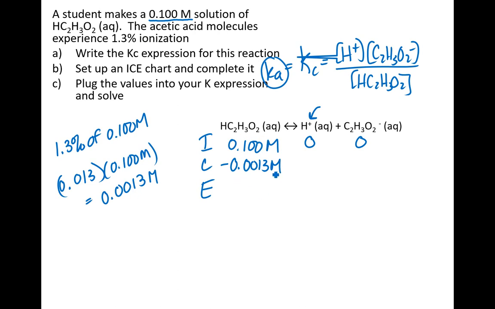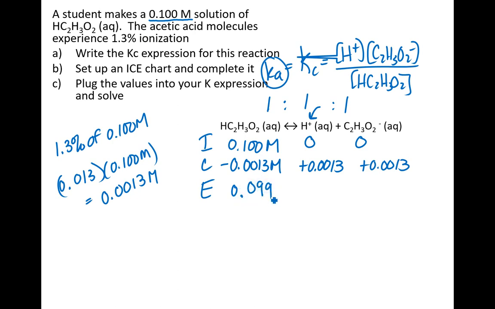Remember, once you know one of the change values, you know all of the change values because they react in a stoichiometric ratio. And this problem is a 1-to-1-to-1 problem. So if this decreases by 0.0013, this is going to increase by 0.0013. And then same over here. That's why they call it the percent ionization. We're saying what percentage of your original acid turns into ions. So 1.3% of these 0.1 moles is being turned into ions over here. Then I'm going to figure out my equilibrium value by adding these up.